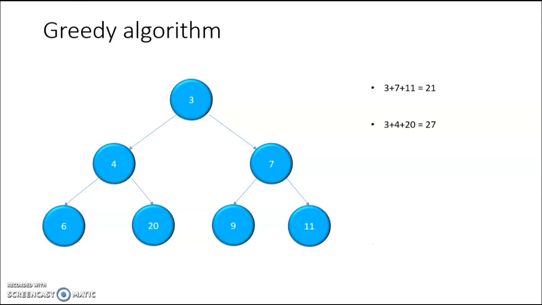Now as we know, 3 plus 7 plus 11 is 21. On the other hand, 4 plus 3 plus 20 is 27. Here we can see that the greedy choices may not give a globally optimal value.